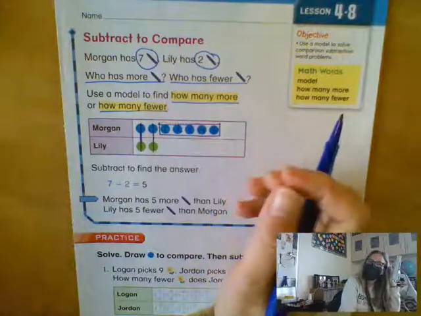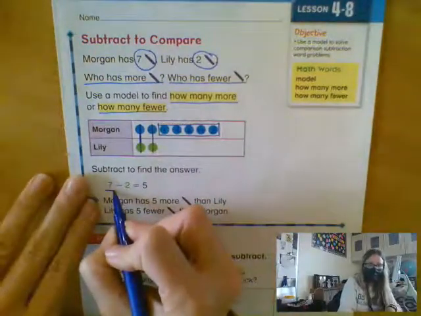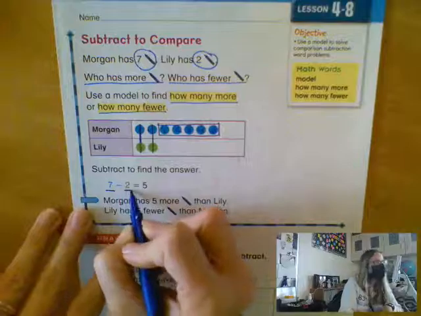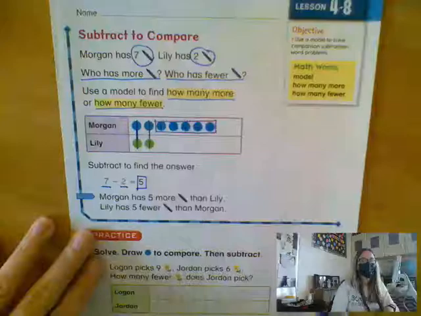Do you understand that? So our subtraction sentence was Morgan's 7, take away Lily's 2. Morgan has 5 more than Lily.